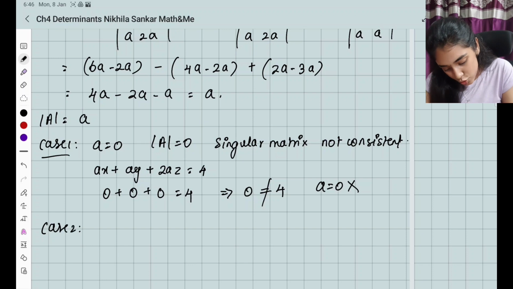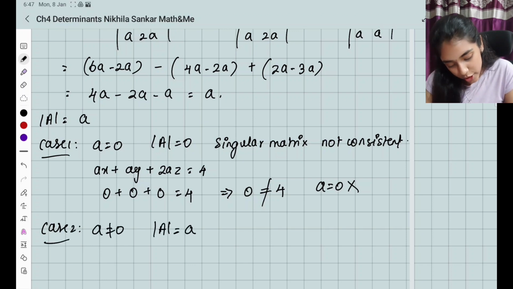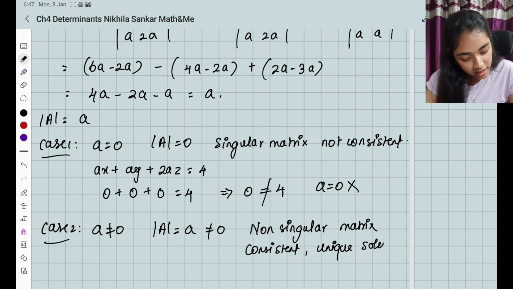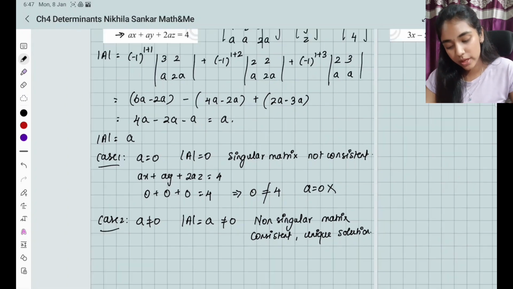What is your case 2? Case 2 is when a is not equal to 0, which means determinant of A is going to be some a value. This is not equal to 0. So in that case, this is a non-singular matrix and this is going to be consistent with unique solutions. Okay, so this is how you have to write it. If they ask whether it is consistent or not, in the exam you have to find the determinant. Okay, please copy.